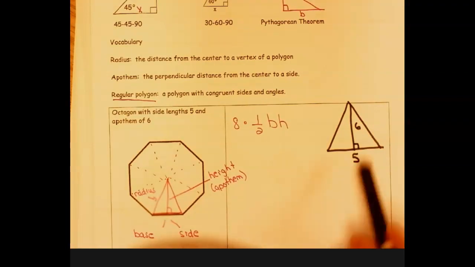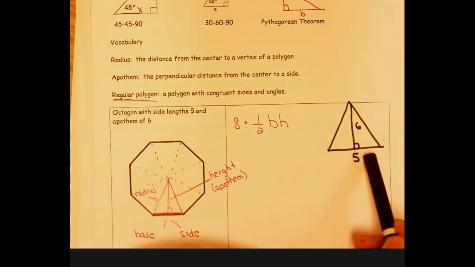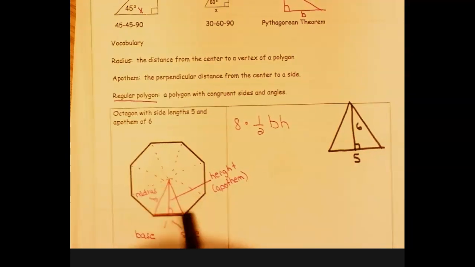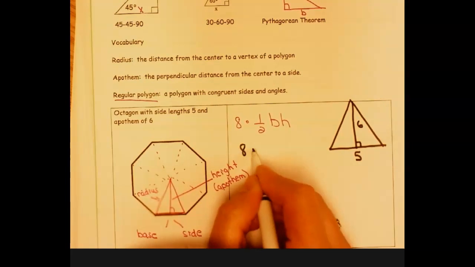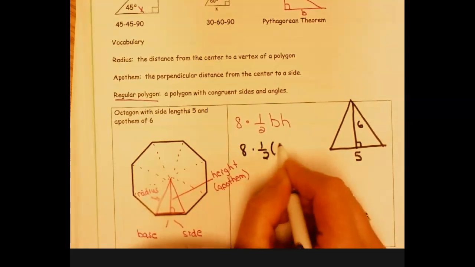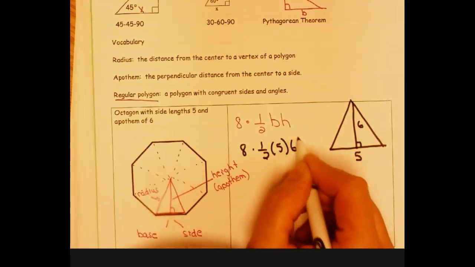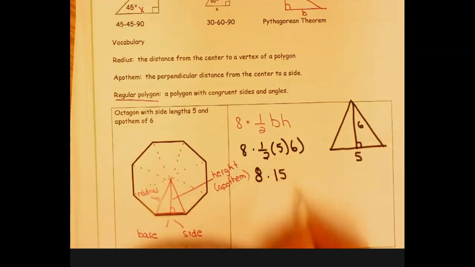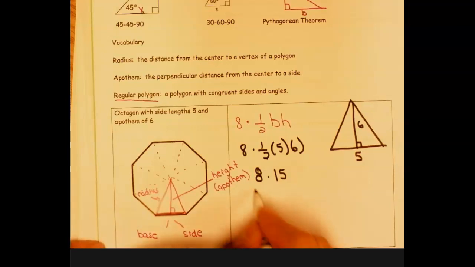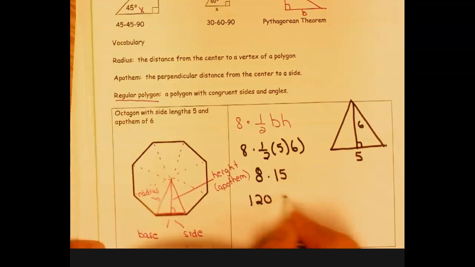So if I can find the area of the triangle, I simply multiply it by 8 because there's 8 of those triangles inside the octagon. We've got then 8 times 1/2 times the 5 times the 6. 8 times 15, and 8 times 15 ends up giving us an area of 120 units squared.